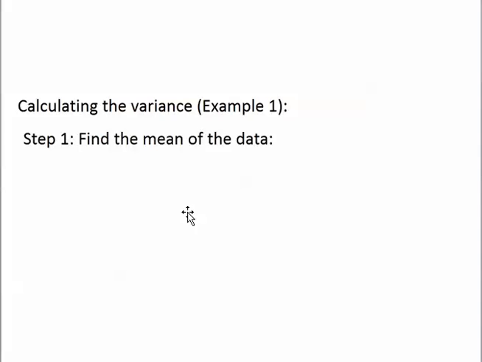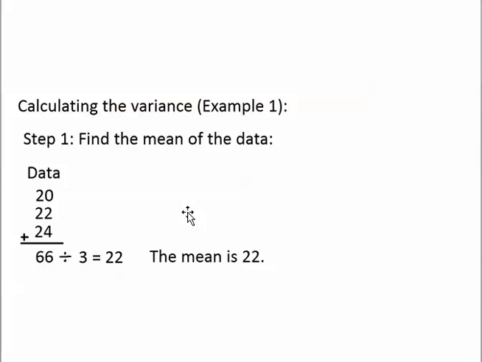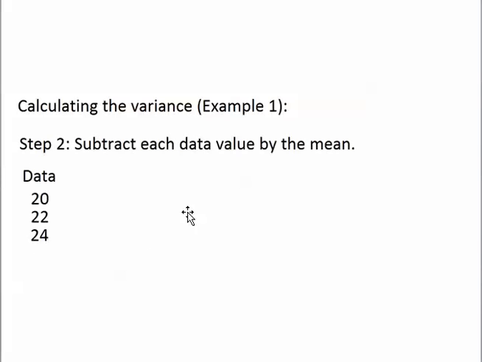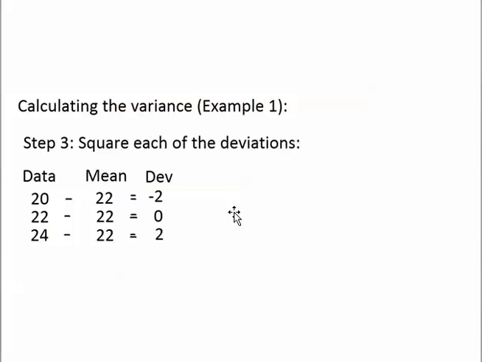So step 1 is finding the mean of the data of the 3 ages. The mean comes out to 22. Subtract each data value by the mean to get our deviations. We're subtracting each value by our mean of 22, which we found in step 1. We square each deviation by multiplying each deviation by itself. -2 times -2 is 4 because the negatives cancel out. 0 times 0 is always 0, and 2 times 2 is 4.